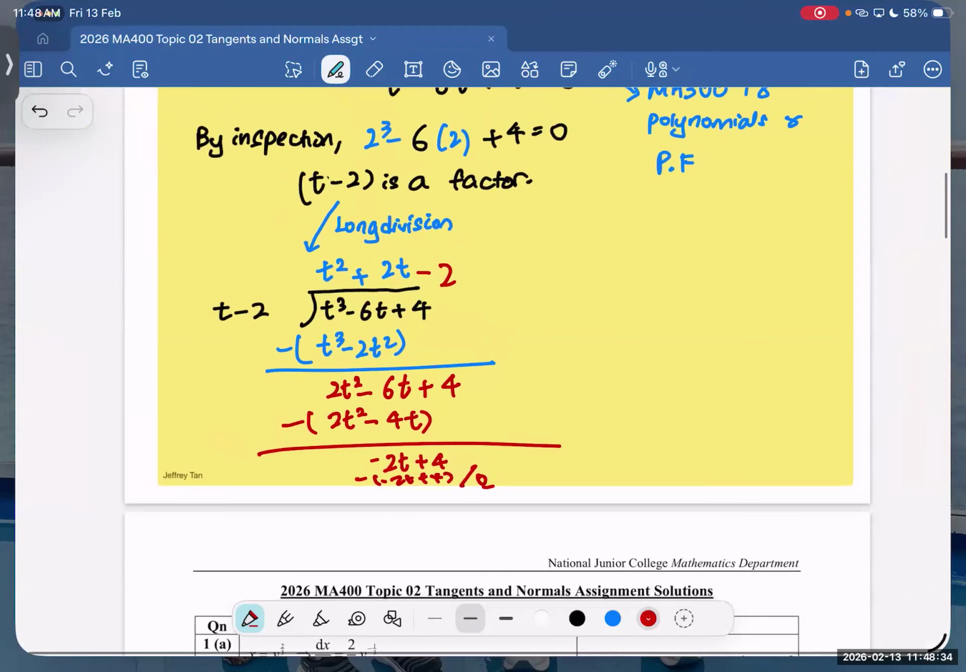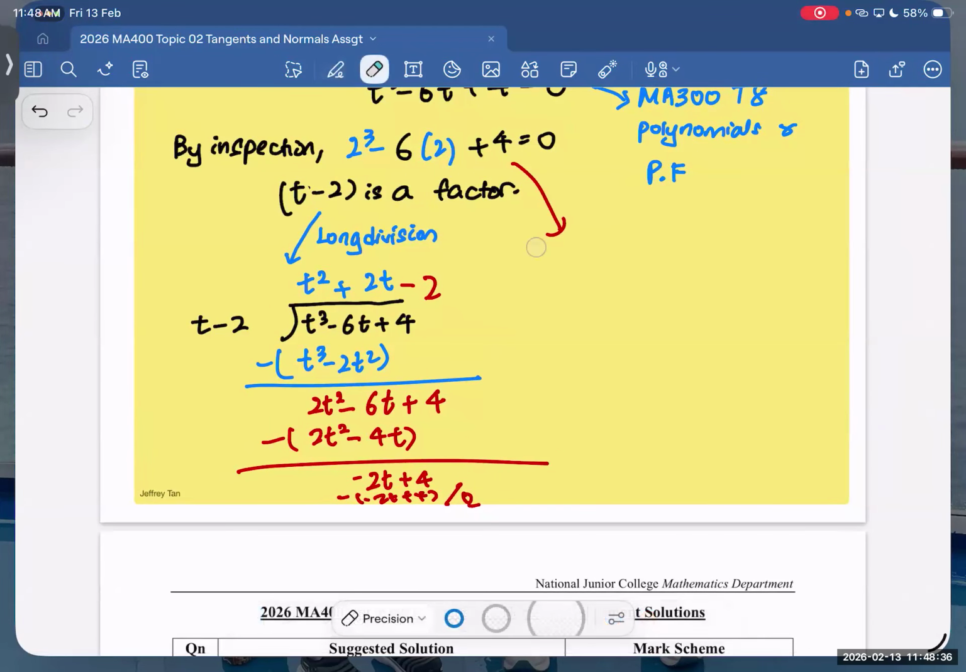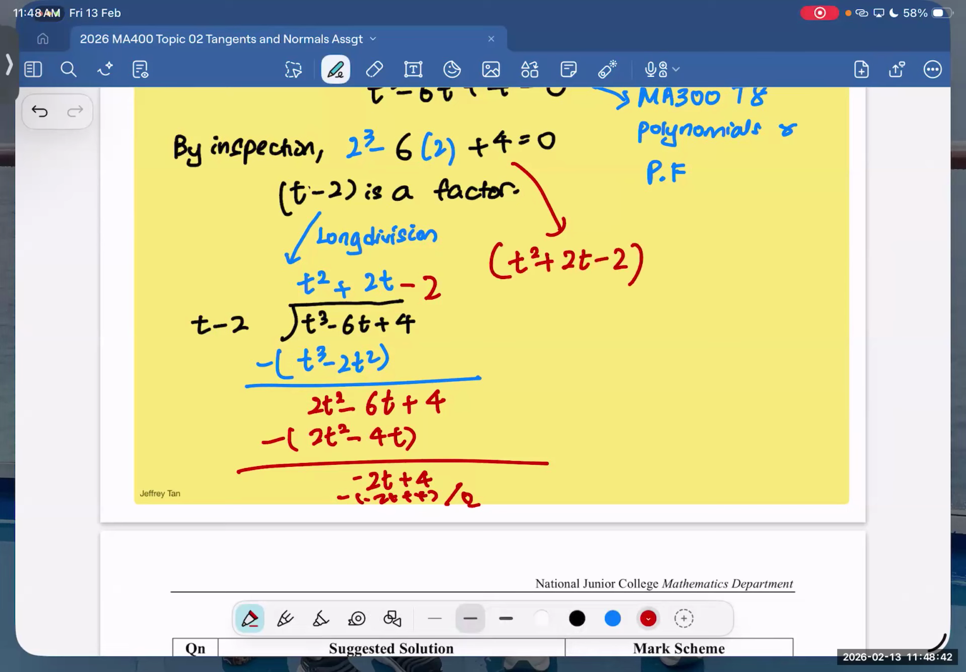Okay. So now, guys, this is the same as t squared plus 2t minus 2, bracket t minus 2, equals 0. If you want to do it by comparing coefficients, that is perfect. Fine. So once you are here, what do I do next? You can use the quadratic formula.